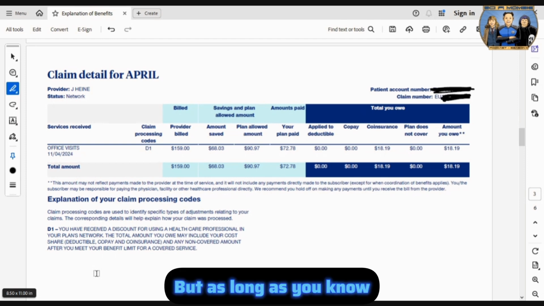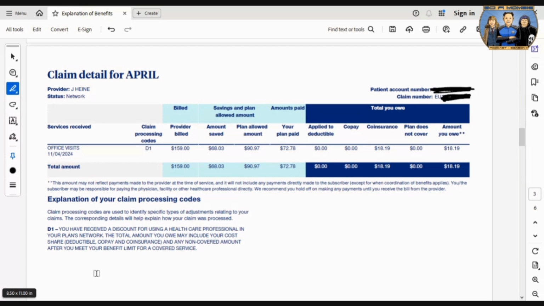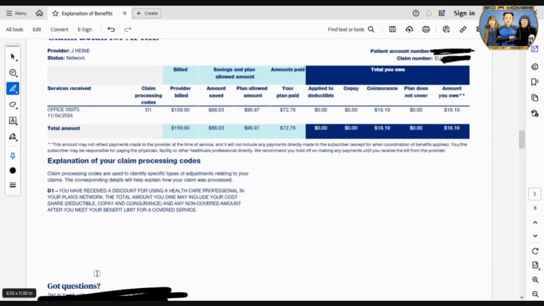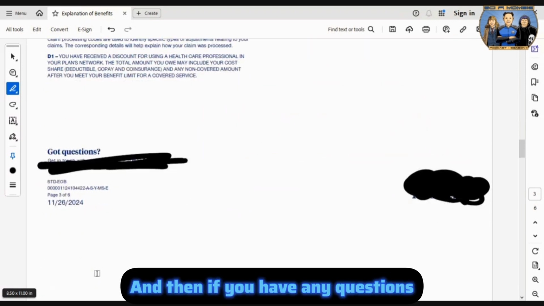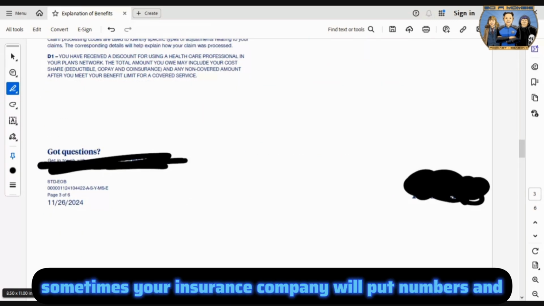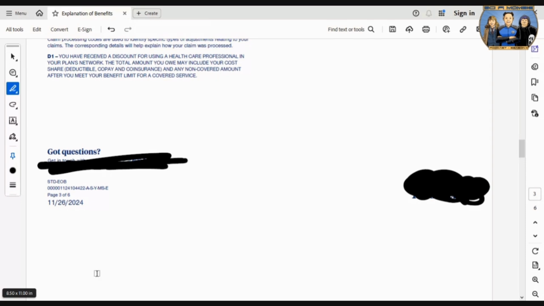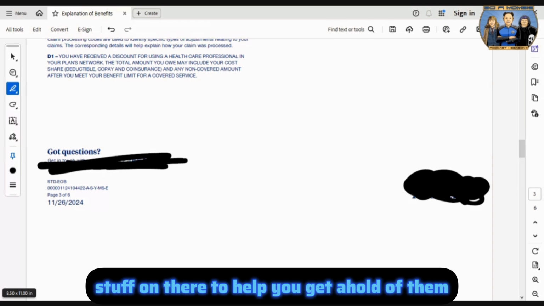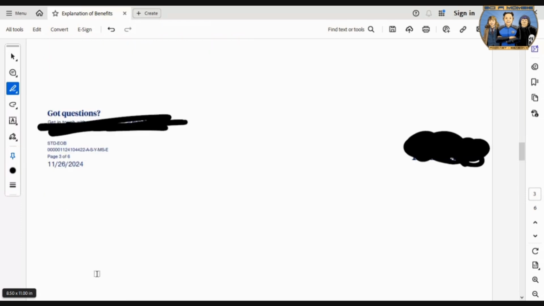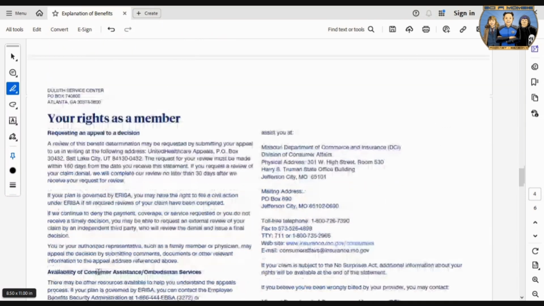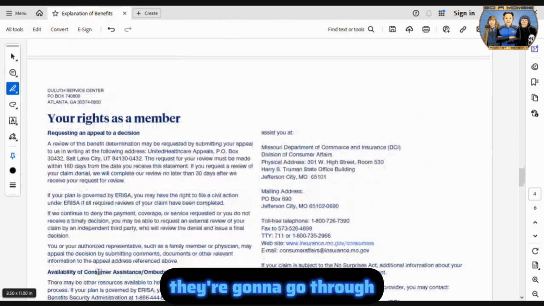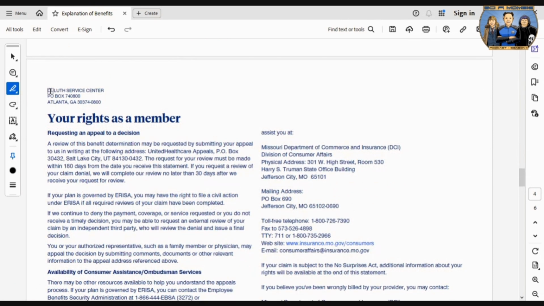But as long as you know that it's being processed correctly, you're going to be good. And if you have any questions, sometimes your insurance company will put numbers on there to help you get a hold of them. Then they're going to go through your rights as a member.